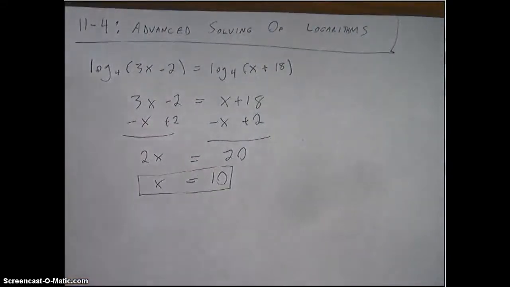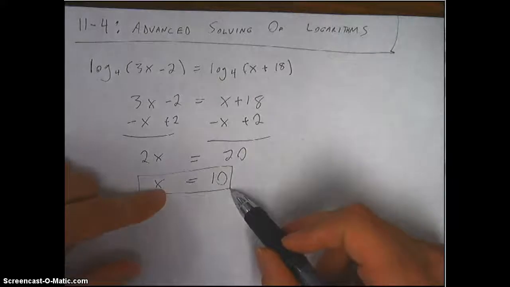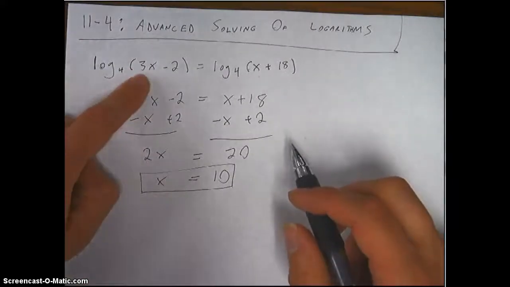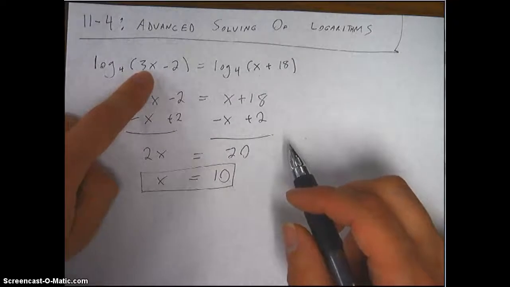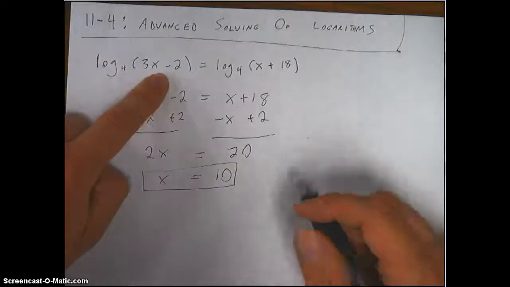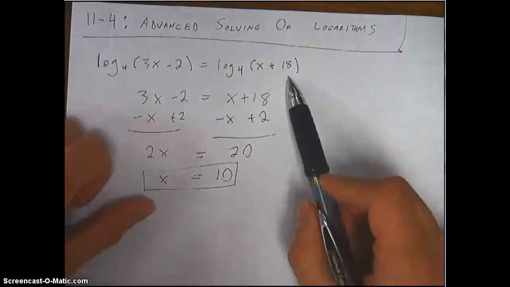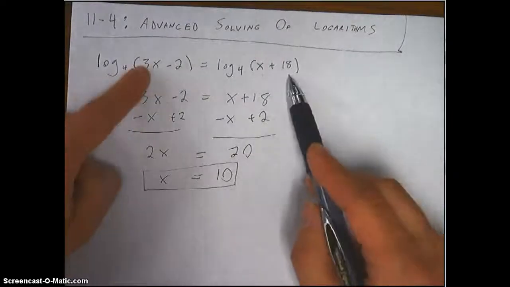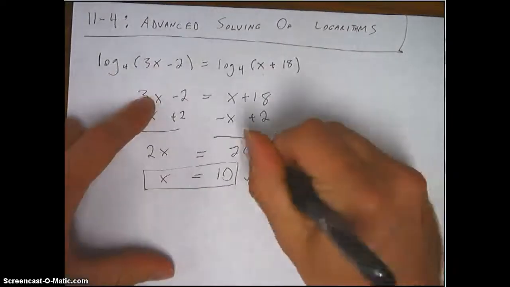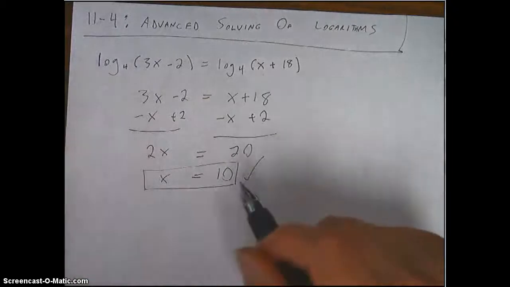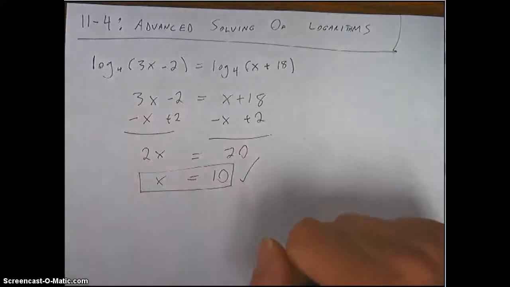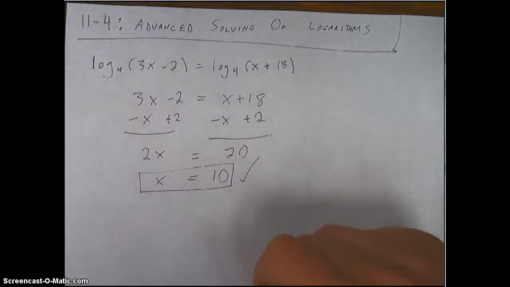Now, one little caveat is you'll want to plug this 10 back in up here and make sure that it doesn't spit out a negative number. So 3 times 10 is 30, minus 2 is 28, so that's positive. 10 plus 18 is 28, so that's positive as well. As long as these numbers inside the parentheses are positive, you're in good shape. If, however, you find a number that causes you to have a negative inside the parentheses, then it's not a solution, because you can never take the logarithm of a negative number.